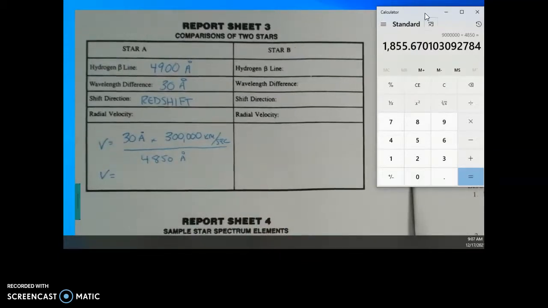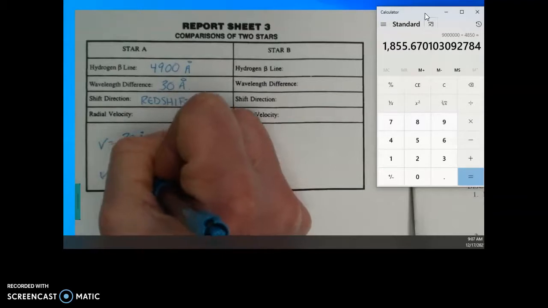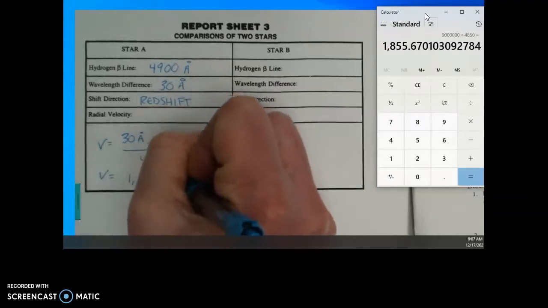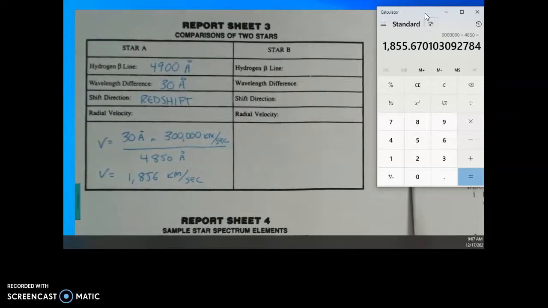A velocity is going to be measured in kilometers per second, so we're going to get the answer we had here, which is like 1,856 kilometers per second. It seems fast. It is space. Things do tend to move fast out there, so to me the number seems reasonable, and we're good to go. You guys will do the same thing for star B.